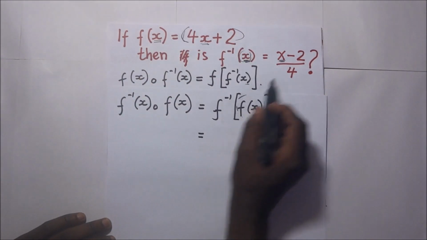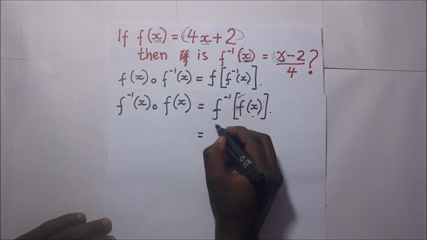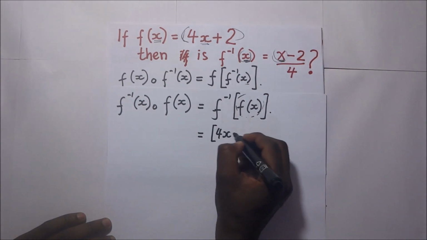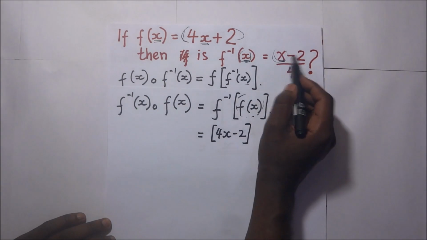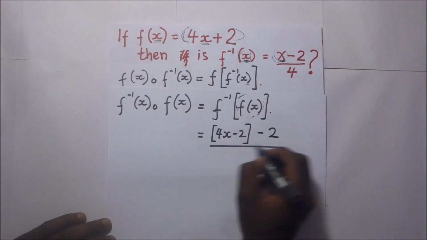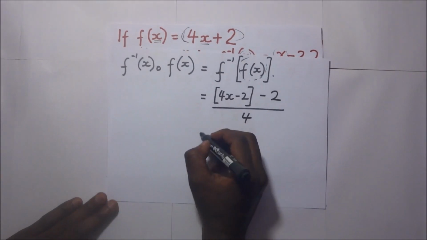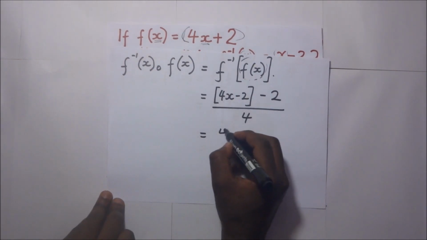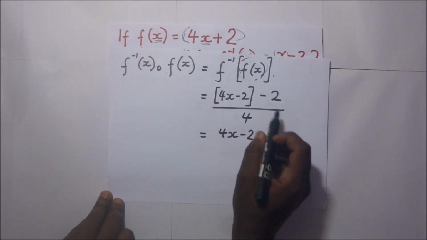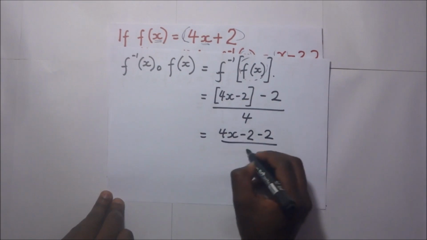So in this expression, where there is x, we are going to put the function f of x, 4x plus 2. So meaning that in this part, it's going to become 4x minus 2. It's what we put here, then minus 2. Divide all that by 4. So definitely this is going to become 4x minus 2 minus 2, divided by 4.